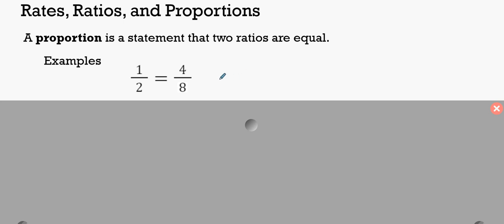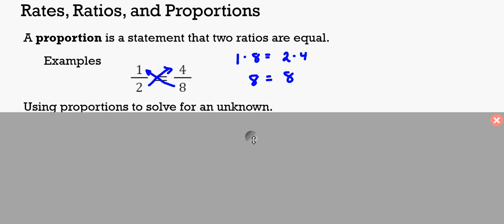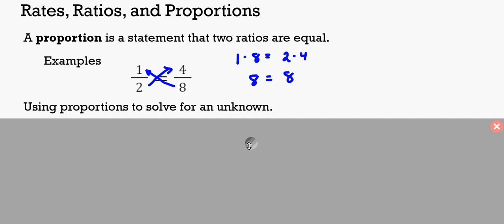There's an infinite number of ways I could have written that proportion. And the important thing to remember about proportions is that when you multiply the cross products, we're going to see that 1 times 8 is going to equal 2 times 4. So when we have a proportion, the cross products are equal. You can probably see where this is going. It's not like we're going to say, is it a proportion or not? We're going to use that information to solve for an unknown.